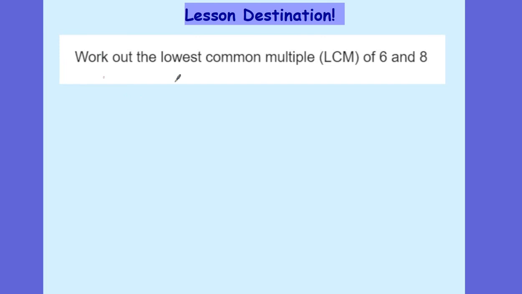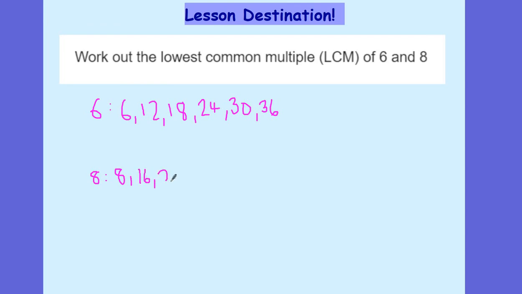Okay, let's go through some answers. So the lowest common multiple of 6 and 8. I'm starting with 6. My multiples are 6, 12, 18, 24, 30, 36, etc., etc. For 8, we're looking at 8, 16, 24, and brilliant. We found the lowest common multiple already. The lowest number that's in both of those times tables is 24. Well done if you got that right.